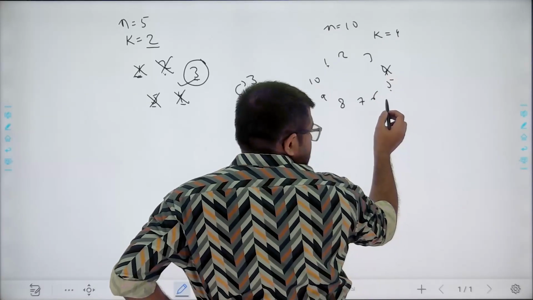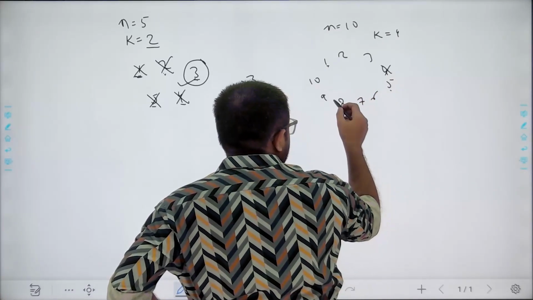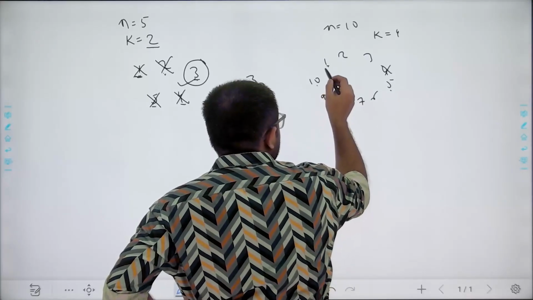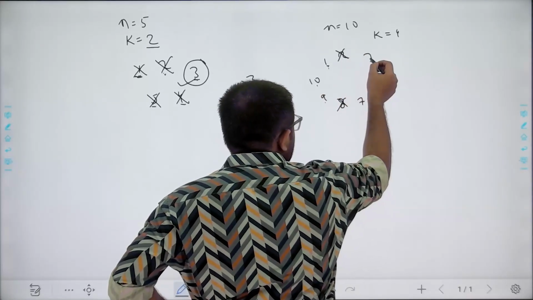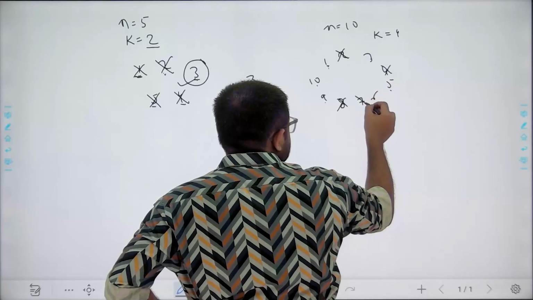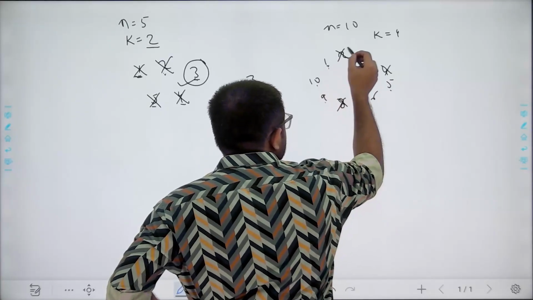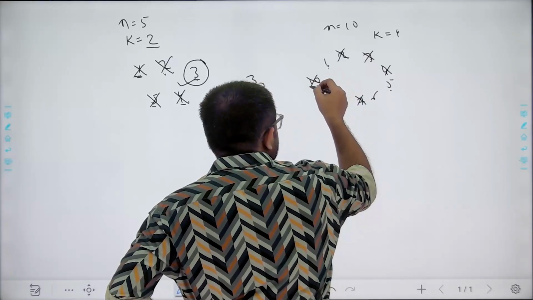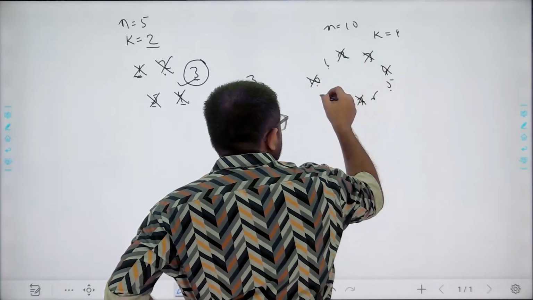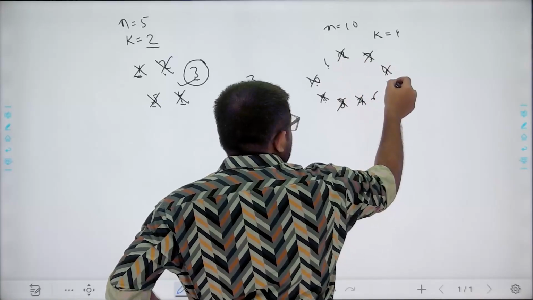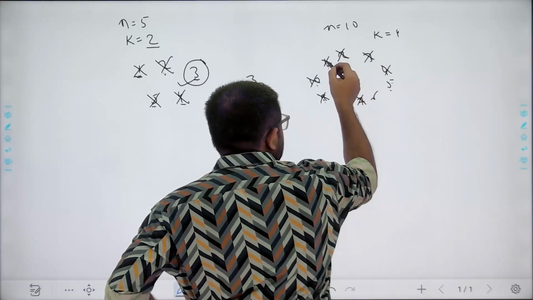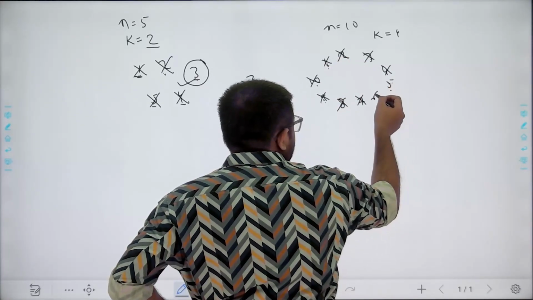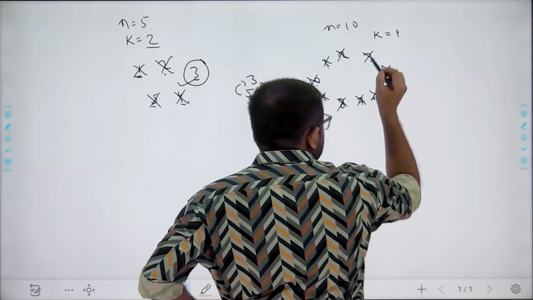Now again the count will start from 1 here. So 1, 2, 3, 4. This will be removed. Again 1, 2, 3, 4, this will be removed, and the same continues until the end. The last one will be removed and your answer would be 5.